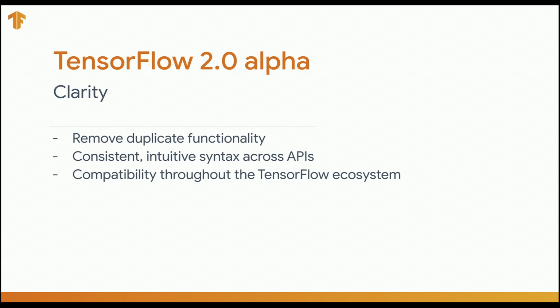We've also made a big push towards clarity by removing duplicate functionality, by making consistent, intuitive syntax across all of our APIs. So instead of having thousands of endpoints, some of which do very similar things, and none of which have standardized conventions, now everything feels a little bit more consistent. And instead of having a large series of tf.foo, we now have things like tf.signal.foo or tf.math.foo.